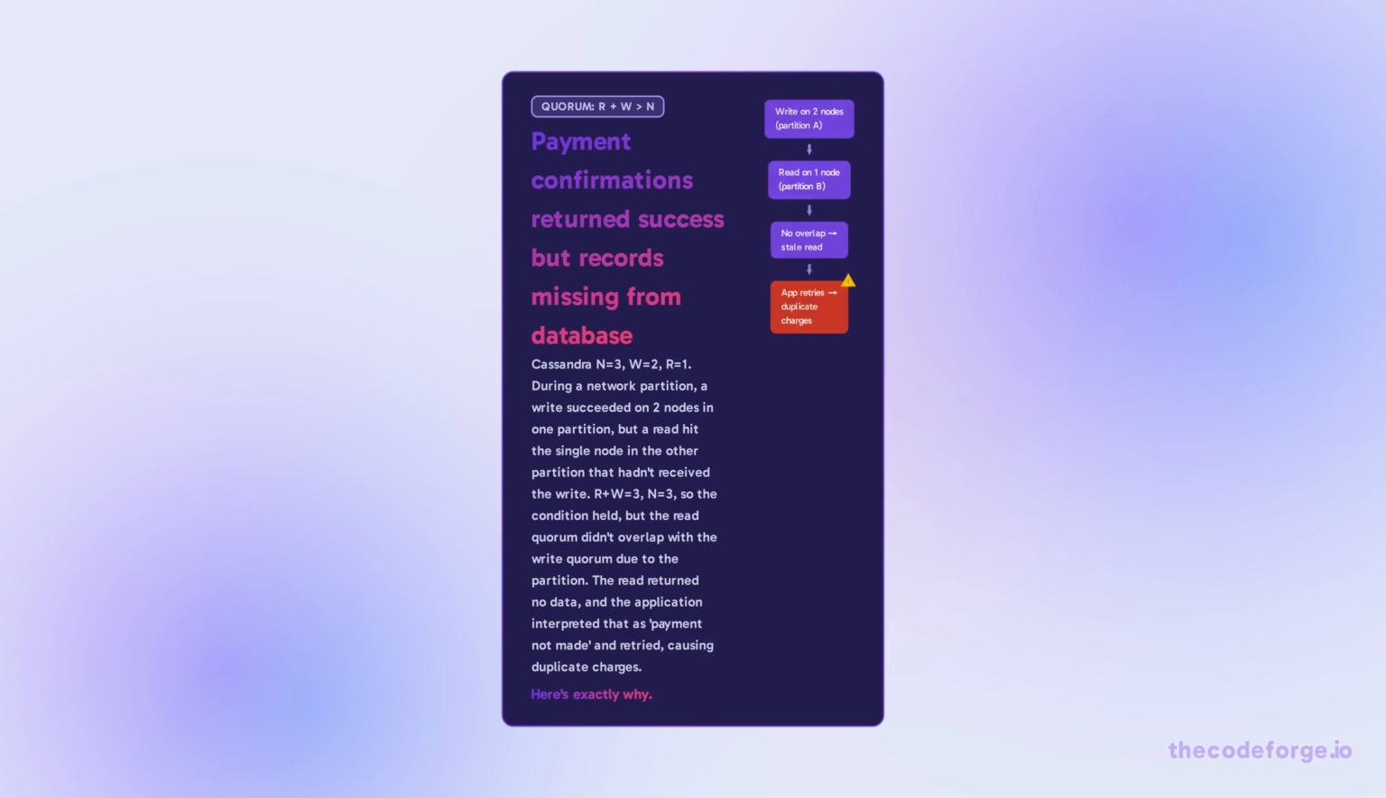Payment confirmations returned success, but records were missing from the database. Users were charged, orders showed unpaid. The root cause? A Cassandra cluster with N equals 3, W equals 2, R equals 1.